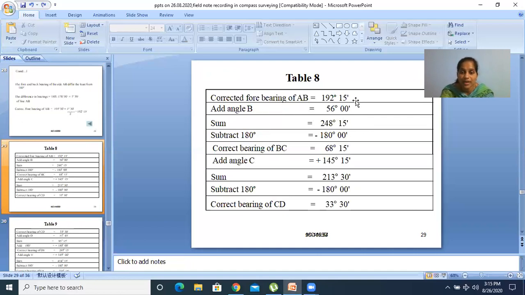So the correct forebearing of line AB is this one, and the angle at B is this one, 56 degrees 00 minutes after angle correction. The sum is 248 degrees 15 minutes.